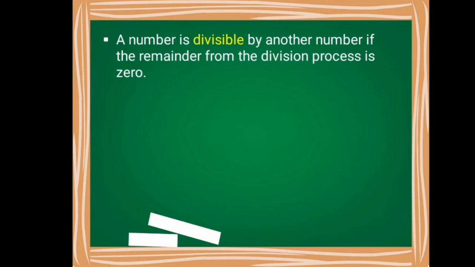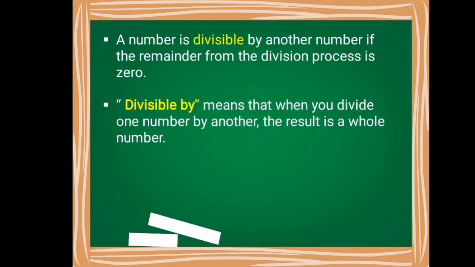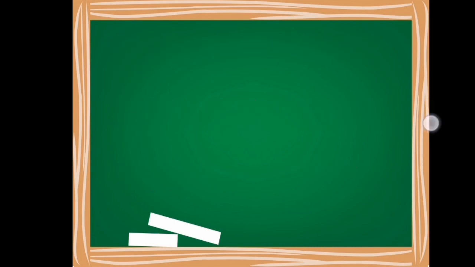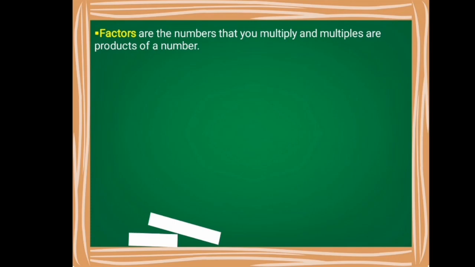Divisible. A number is divisible by another number if the remainder from the division process is 0. Divisible by. It means that when you divide one number by another, the result is a whole number. Factor. A factor divides a number completely without leaving any remainder. Factors also are the numbers that you multiply, and multiples are products of a number.